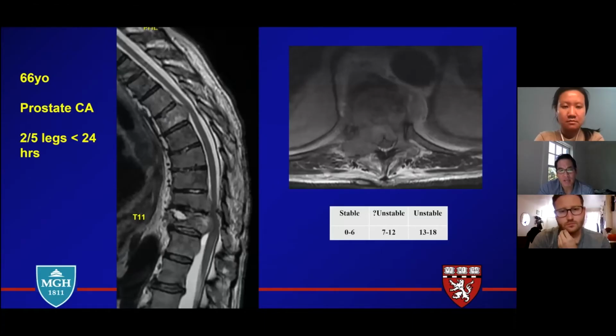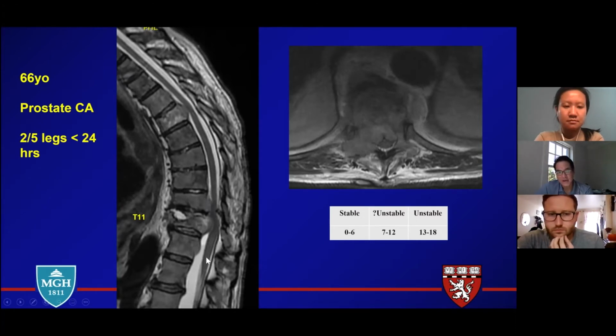Really quickly, I wanted to bring up another point with this last case. This is a case of a patient with prostate cancer, metastatic disease, coming in. Unlike the first case, who's neurologically intact, this patient is 2 out of 5 in their legs. Basically just twitches in the toes, maybe some rotation of the hips and the legs. Here, there's T11, severe pathological fracture.